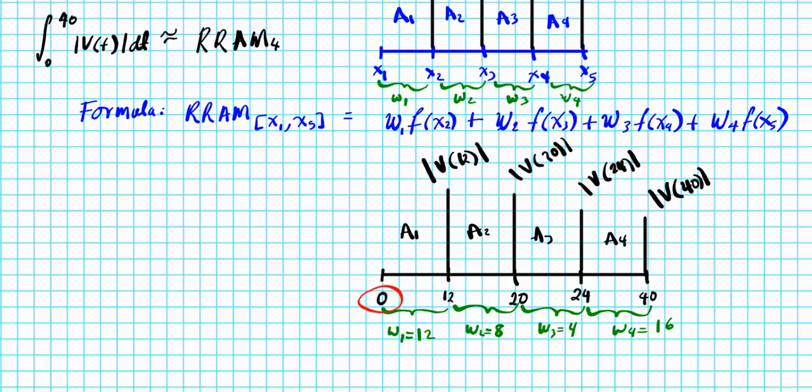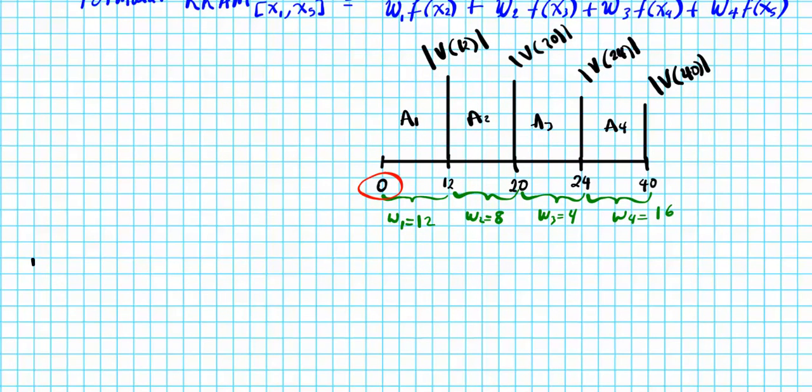So what is the right rectangle approximation using 4 intervals from 0 all the way to 40? It's basically A1 plus A2 plus A3 plus A4. Okay, so let's write it down. A1 plus A2 plus A3 plus A4.